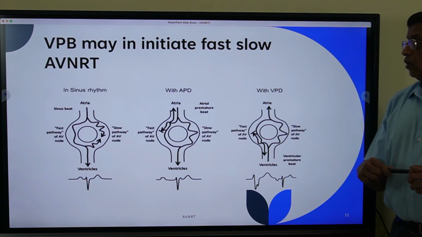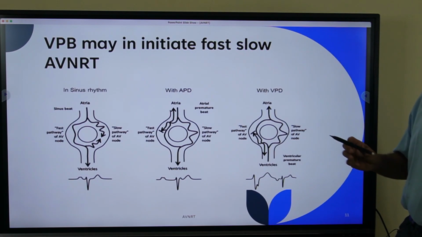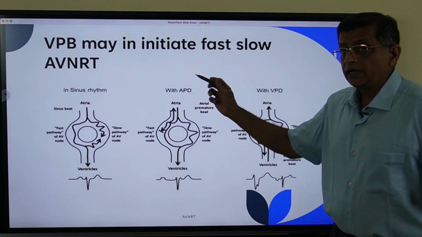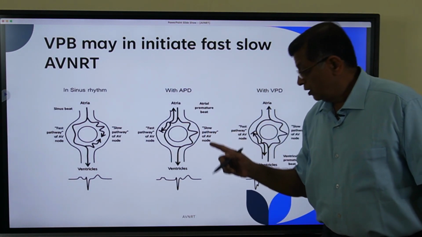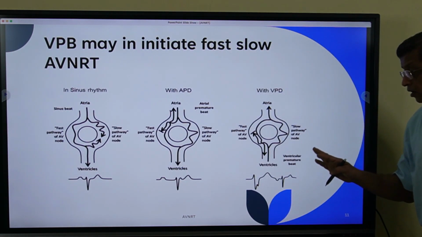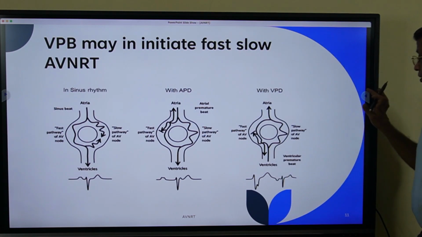This fast-slow or atypical AVNRT can be precipitated by a ventricular ectopic. Like we said, typical AVNRT is precipitated by an atrial premature beat, while the fast-slow AVNRT is precipitated by a ventricular ectopic. See, this is a ventricular ectopic here.